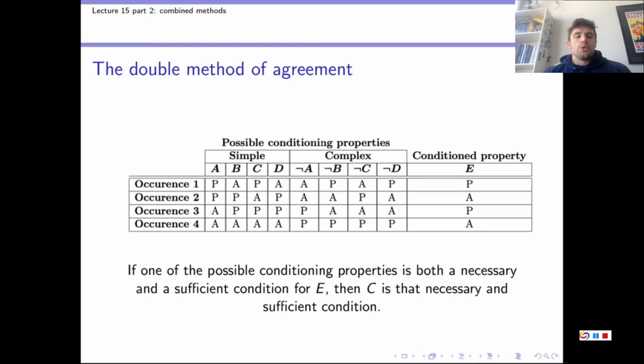So we get to conclude this. If one of the possible conditioning properties is both a necessary and a sufficient condition for E, then C is that necessary and sufficient condition. And that is all there is to the double method of agreement. You simply apply each of the methods of agreement that we've studied, the direct and the inverse methods, to the right occurrences in the property table.